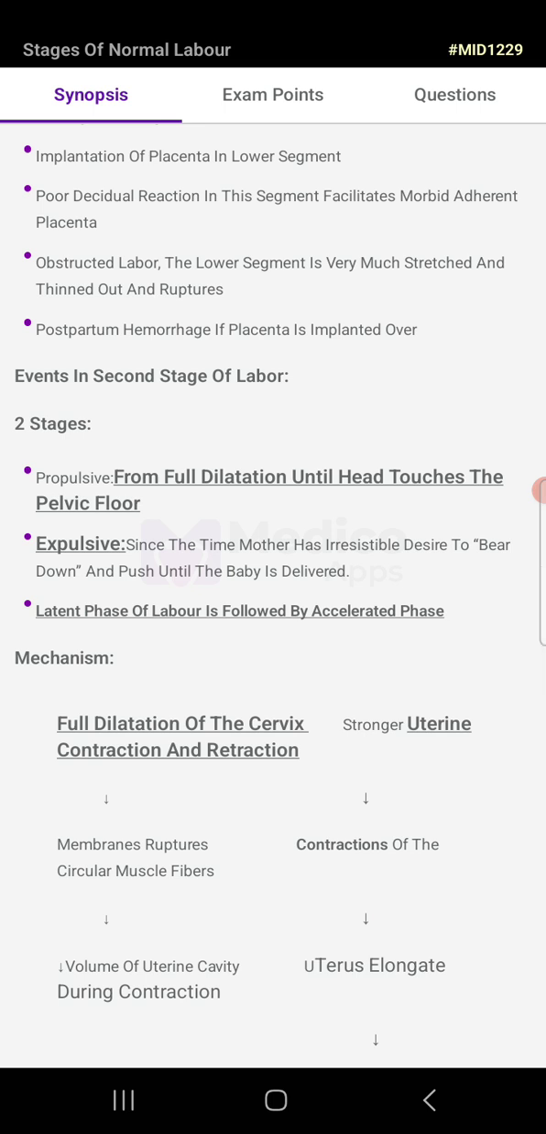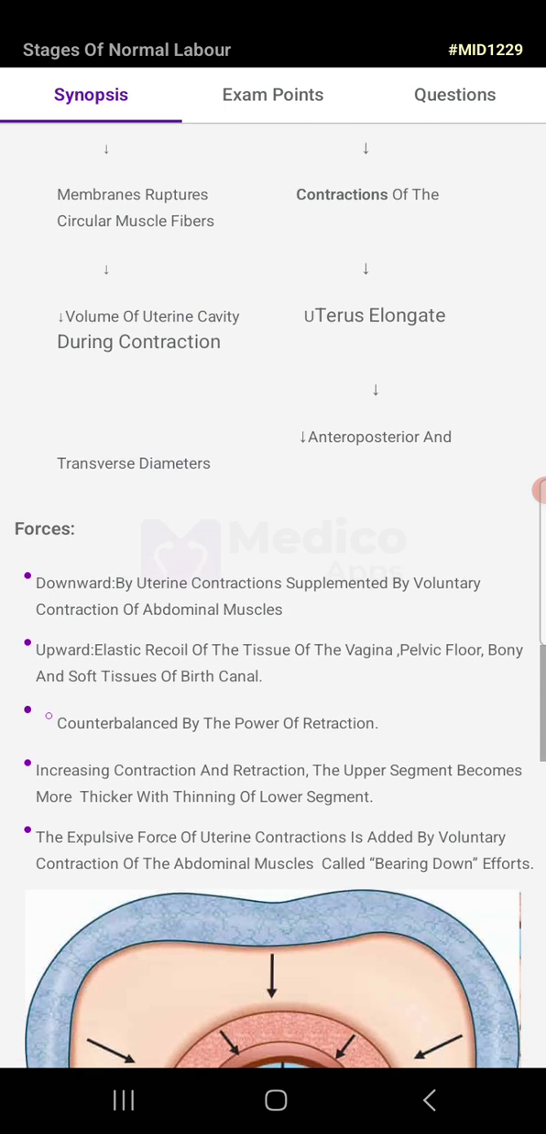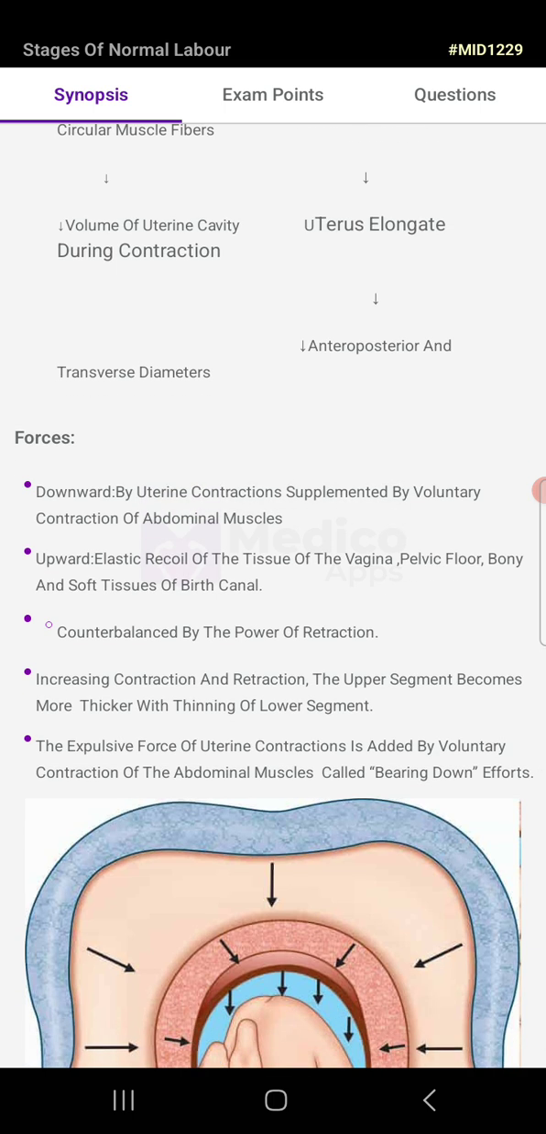Events in the second stage of labor. Propulsion: from full dilation until the head touches the pelvic floor. Expulsion: from the time the mother has an irresistible desire to bear down and push until the baby is delivered. Forces downward: uterine contraction supplemented by the voluntary contraction of the abdominal muscles. Upward: elastic recoil of the tissues of the vagina, pelvic floor, and bony and soft tissues of the birth canal, counterbalanced by the power of retraction.